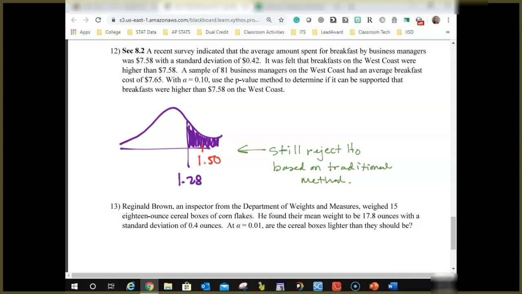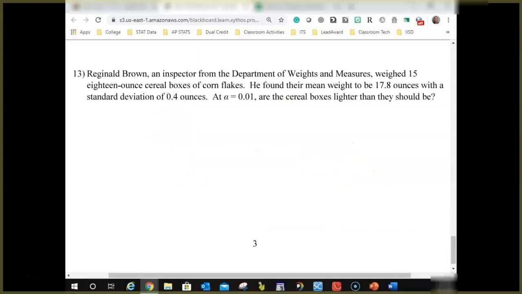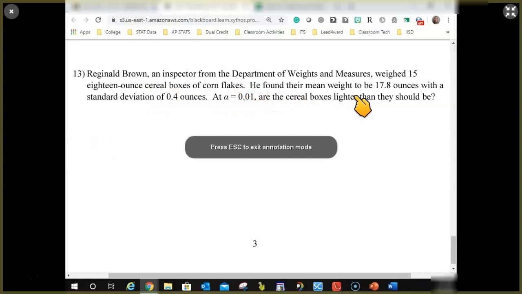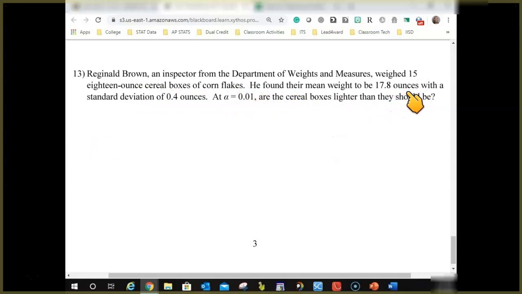All right, let's do one more example for hypothesis testing, and then we'll go through the multiple choice questions. So for number 13, it says Reginald Brown, an inspector for the Department of Weights and Measures, weighed 15 18-ounce boxes of cornflakes. He found their mean weight to be 17.8 ounces with a standard deviation of 0.04 ounces. At alpha equals 0.01, are the cereal boxes lighter than they should be?